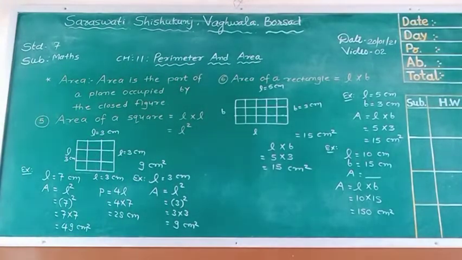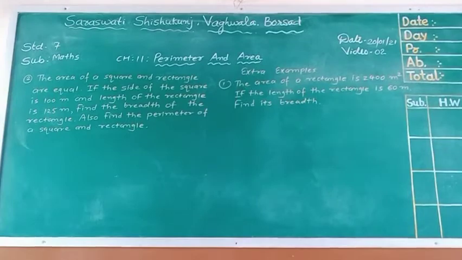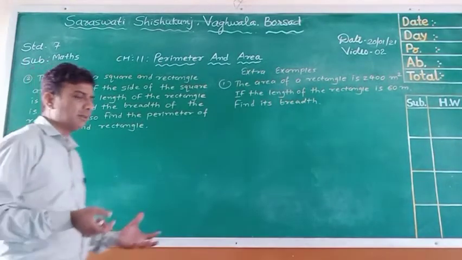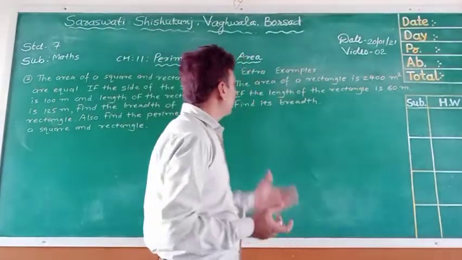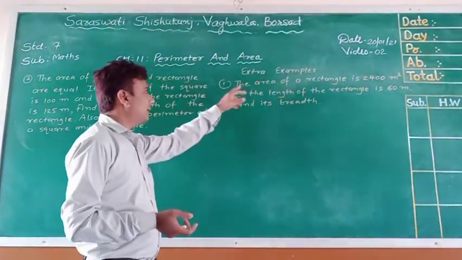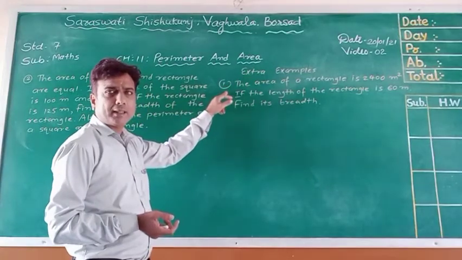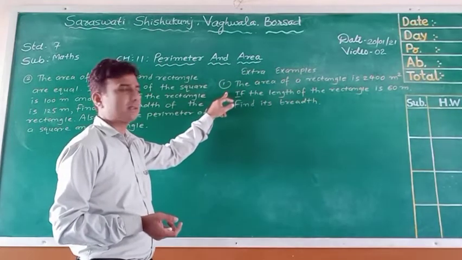So in this case we got two formulas. Area of a square equals L square. Area of a rectangle equals L multiply B. Now here we will take a few extra sums which depend on area and perimeter. So in this extra example, first sum, let's read the question properly first.